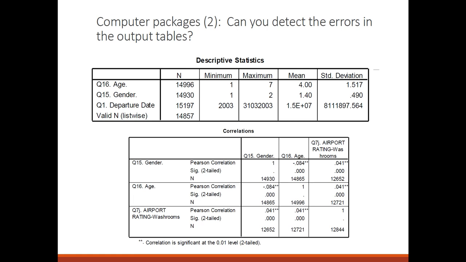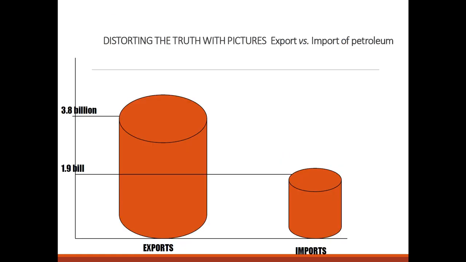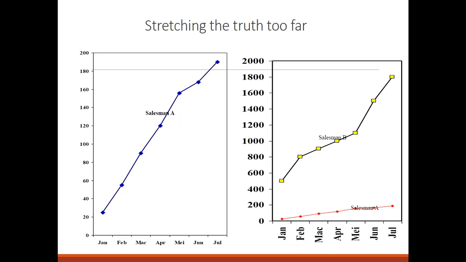Okay, so this one, you can see that it is distorting the truth: export versus import of petroleum. This is something where the import is probably not standardized. For example, let's say you put two things that have different units in one graph, it will also give you a wrong interpretation. Okay, next.